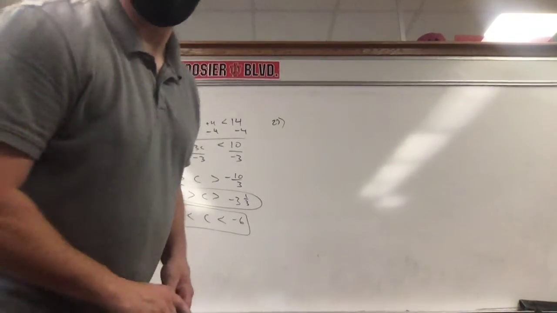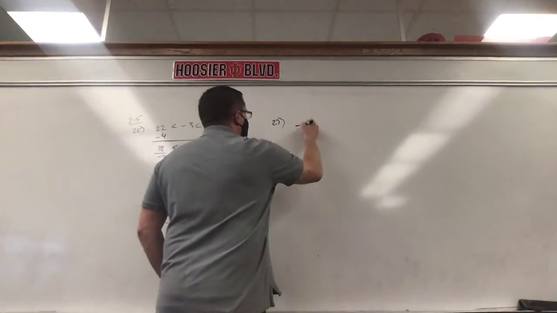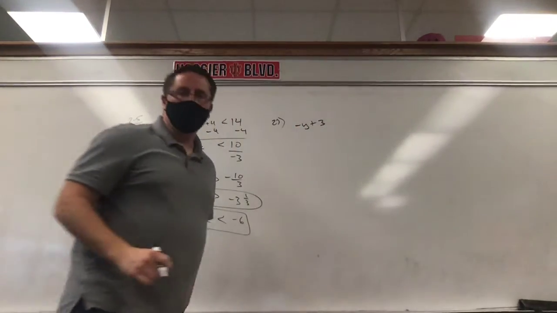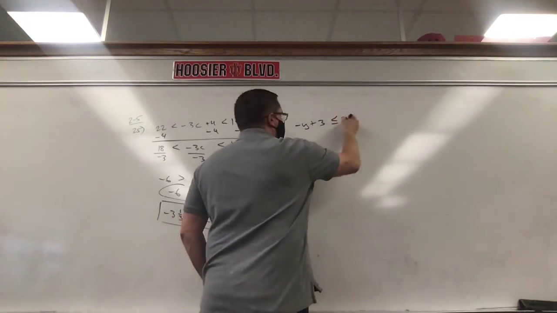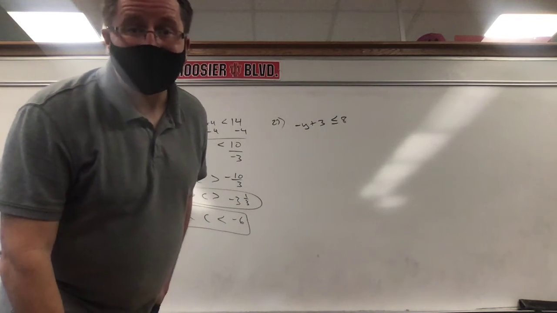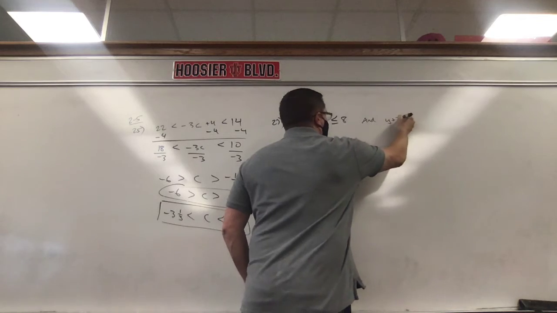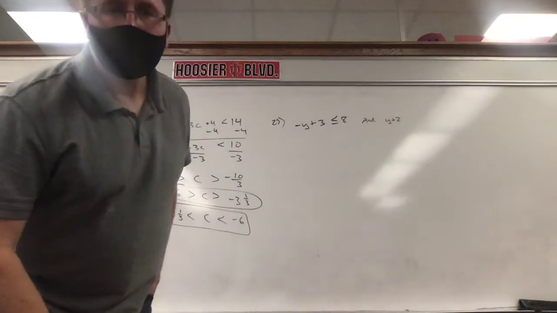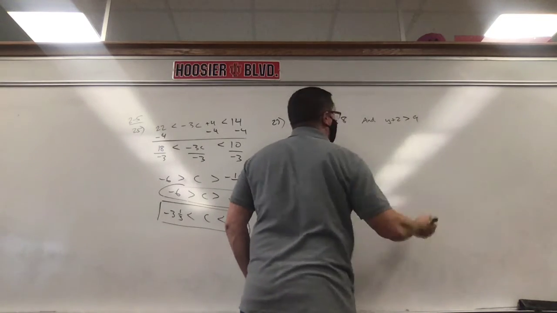Okay, 2 more. Number 27. We have negative y plus 3 is less than or equal to 8, and y plus 2 is bigger than 9. Let's use the pencils for the right way, okay, guys?